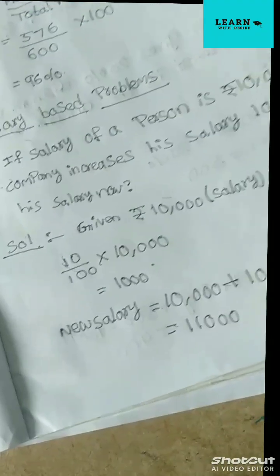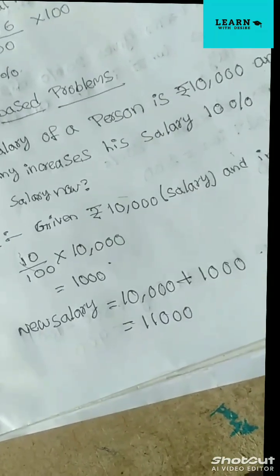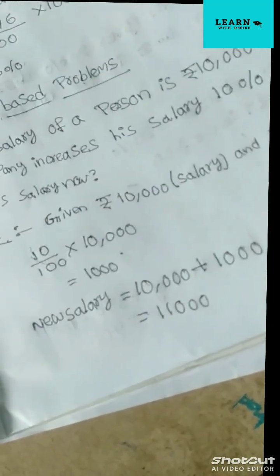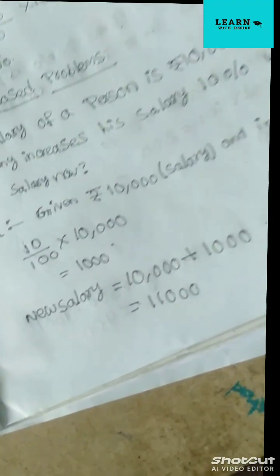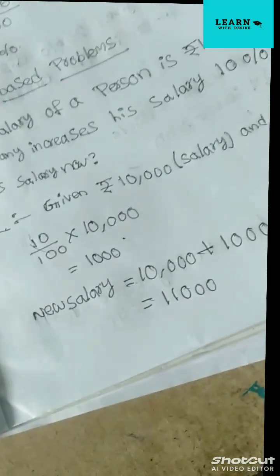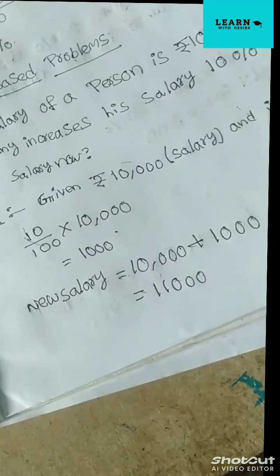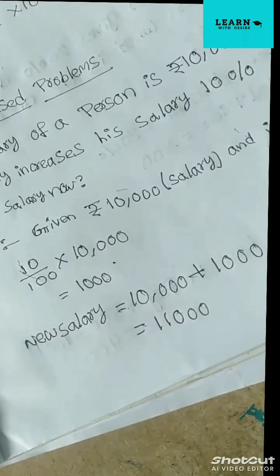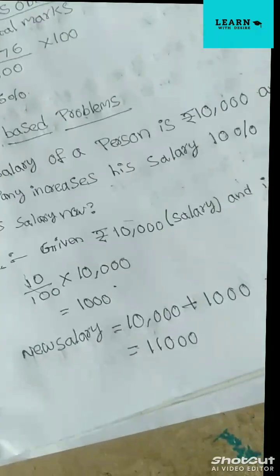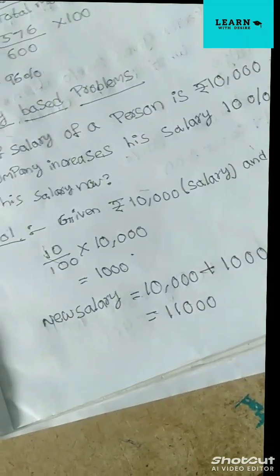Now we have to add the 1,000 rupees to the 10,000. If we add 10,000 to 1,000 rupees, then we got 11,000. The company increases 1,000 rupees to the person's salary. Now the person's salary is 11,000.